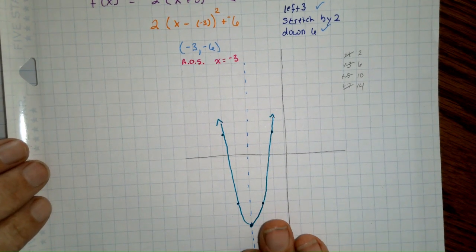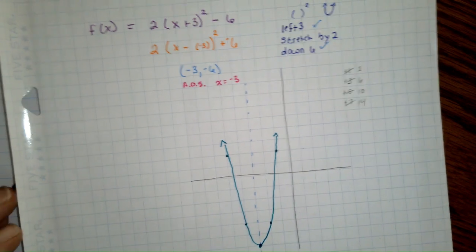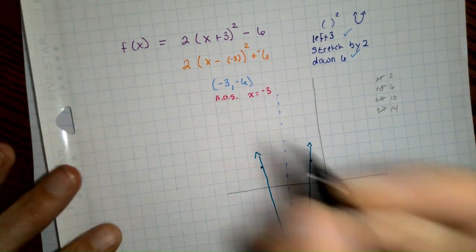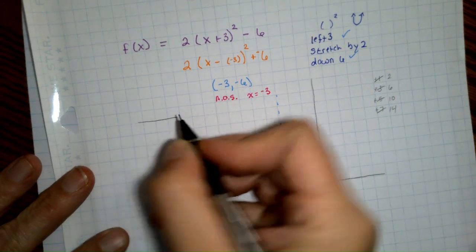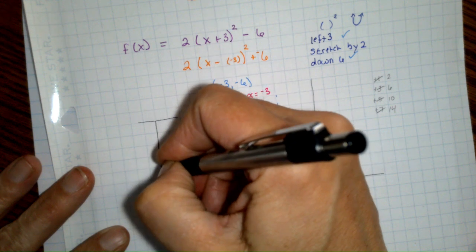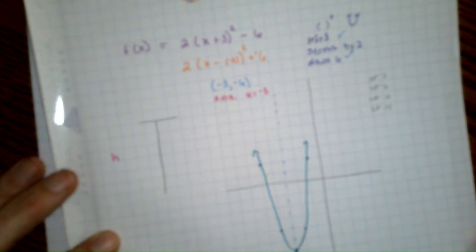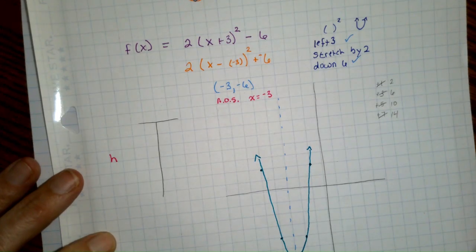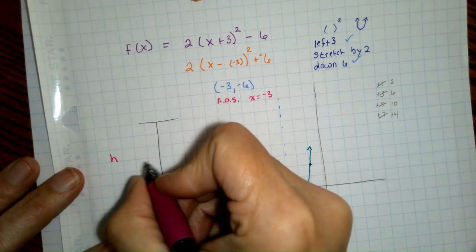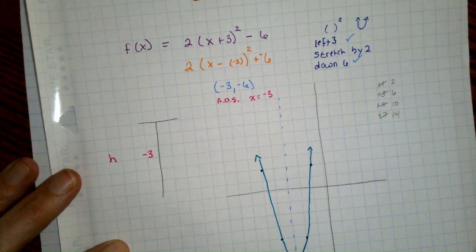If you don't like this way, that's perfectly fine. Here's what you need to know. 5 points is good to make a parabola. All right, so we need 5 ordered pairs. Make sure that this middle one is your h value. There we go. So our h value is -3, hence the left 3.